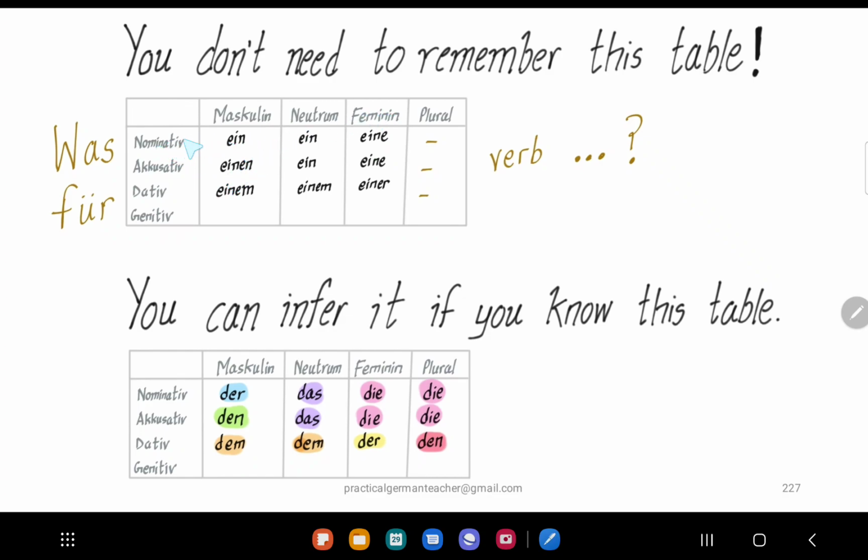Then when you go from nominative to accusative, only masculine changes, ending like n, so einen. Neutrum and feminine remain the same. When you go to dative, masculine and neutrum become einem, feminine becomes einer. Actually, when you say it, it's still einer because you don't emphasize the r part when it is at the end of a word. So you don't even need to know. You already know this table, right? So it is nothing new. It is just that now you're associating it with was für.